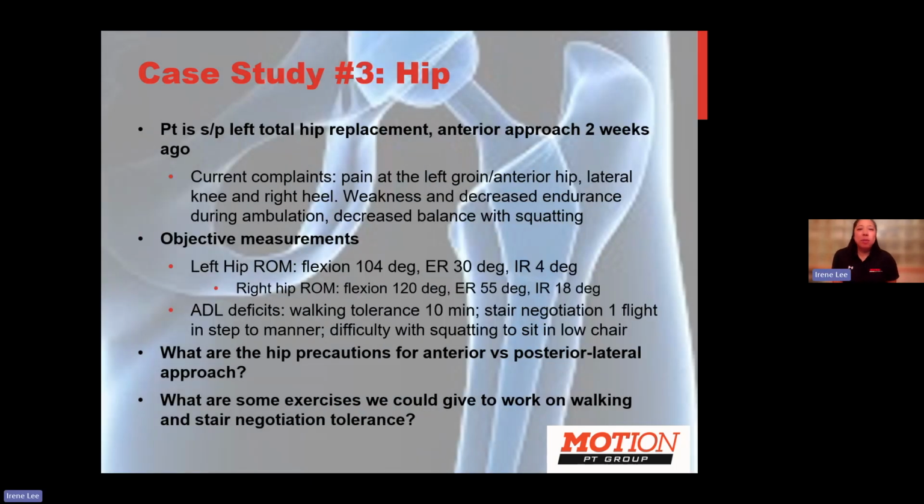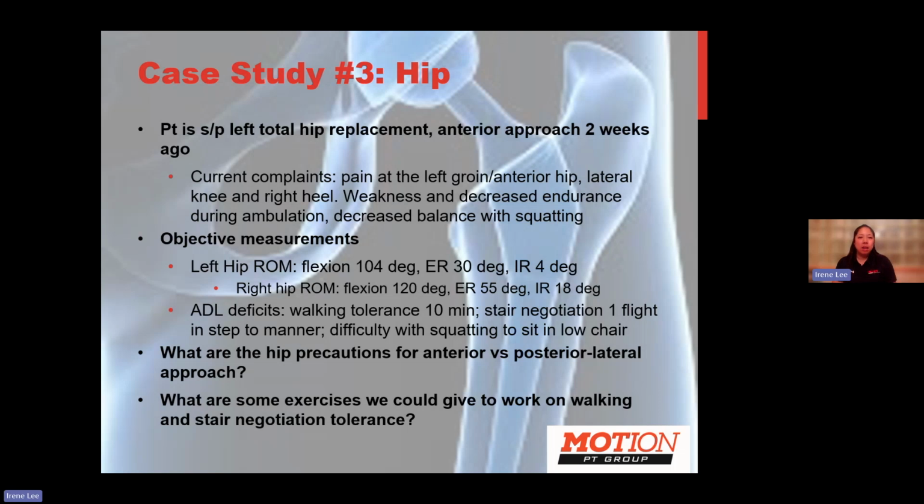Okay, so case study number three. Everyone's probably going to get a hip replacement in their life. So this person is two weeks out from a left total hip replacement, anterior approach. Their current complaints are pain at the left groin and anterior hip, lateral knee, and the right heel. They have weakness and decreased endurance during ambulation, and decreased balance with squatting because he almost fell over petting his cat.